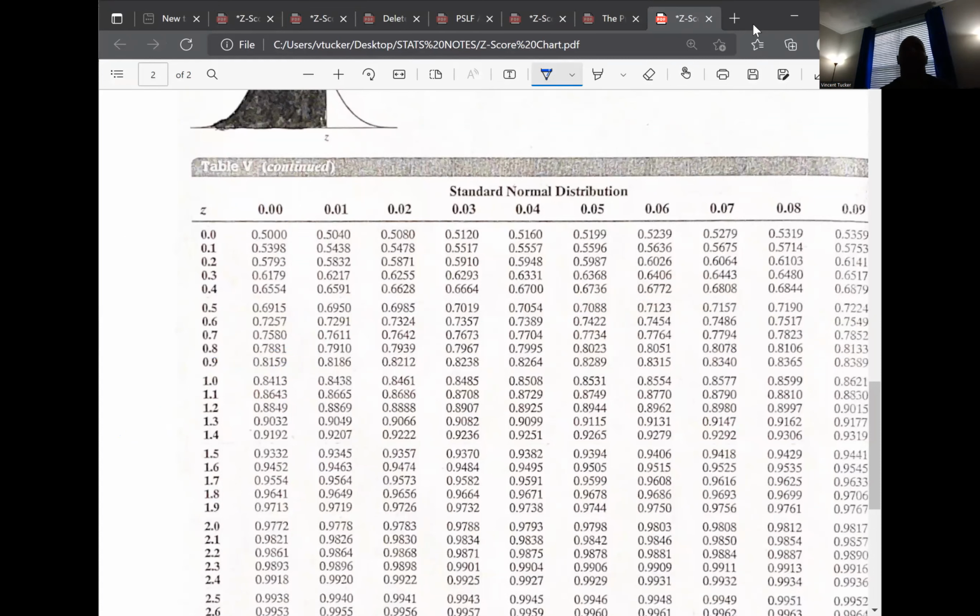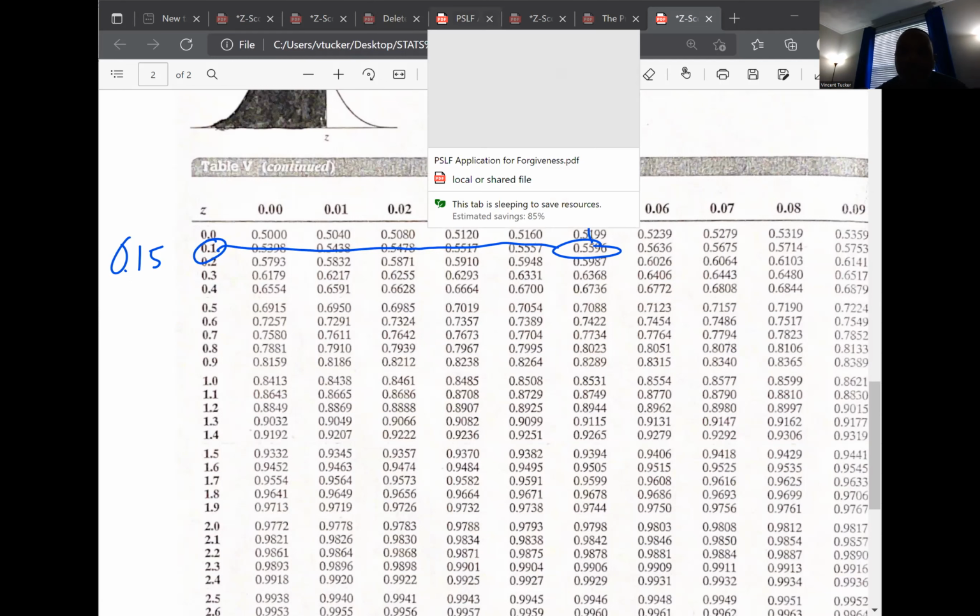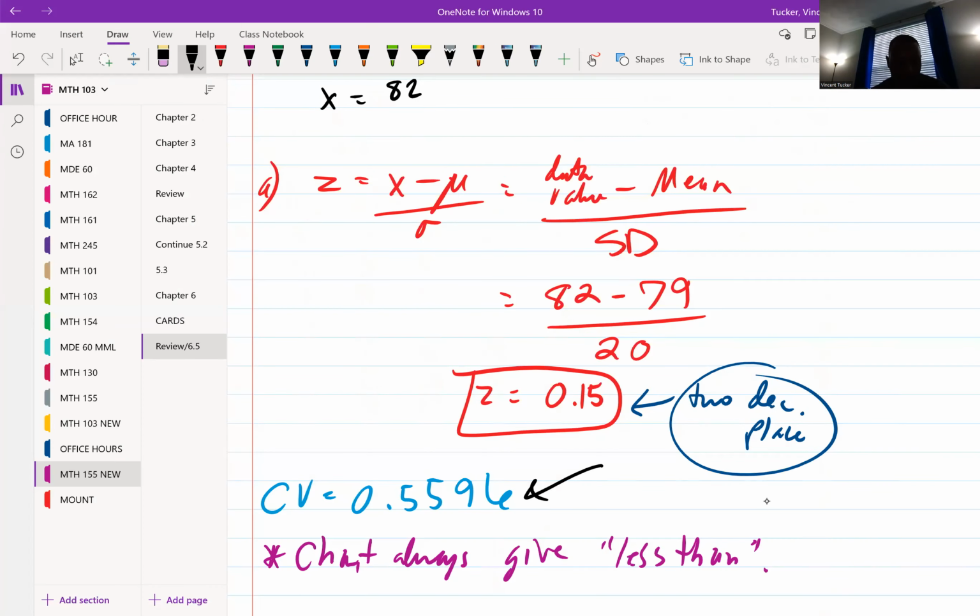All right. So we're going here to look for 0.15. 0.1 is right here. 5 is right here. And where they meet is going to be the value that we pull from the chart. So that's 0.5596. And so that's where I got that value from, 0.5596. All right, questions on that?